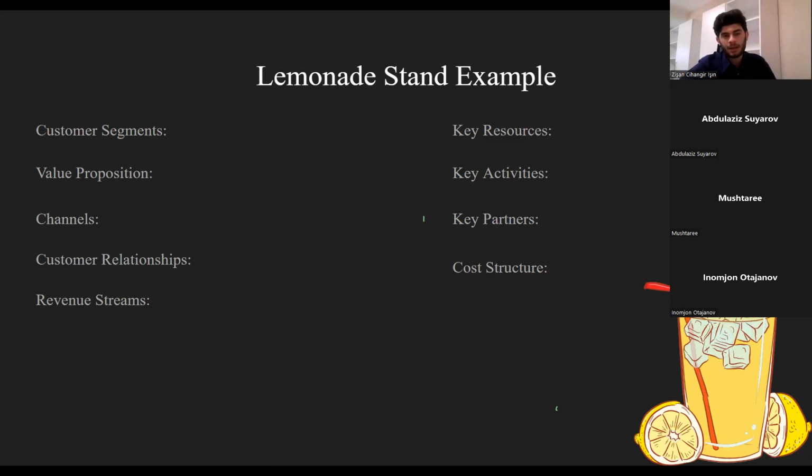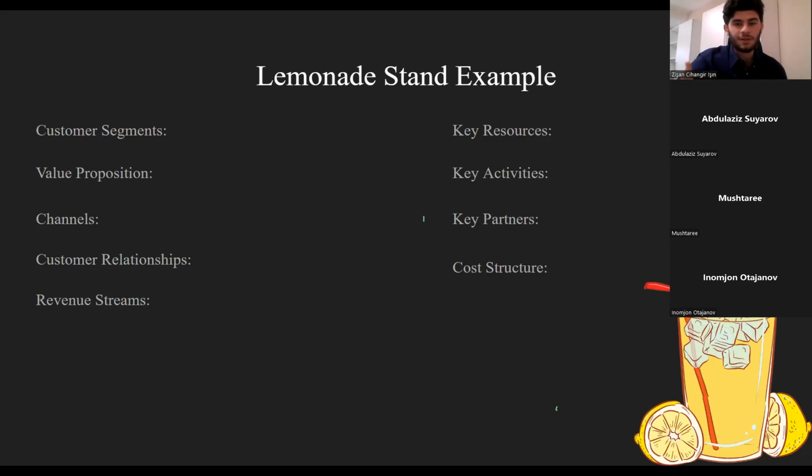In my opinion, in a lemonade selling business, the main two ways of earning money could be the lemonade sales, and it could also be tips. People buy lemonade and they can leave you tips. These two could be the main revenue streams of your business.